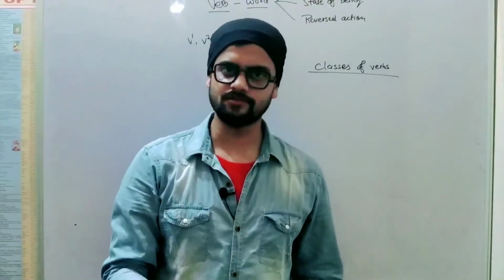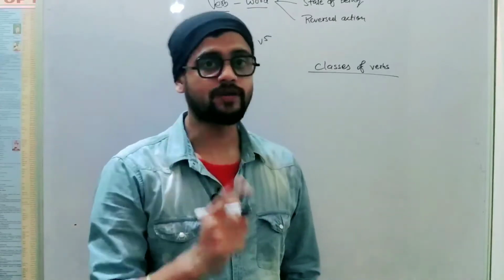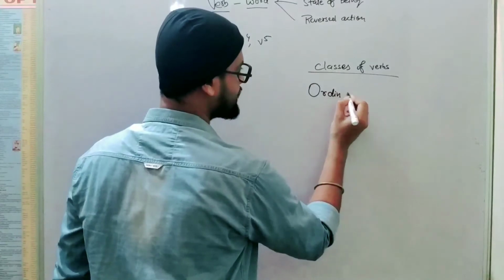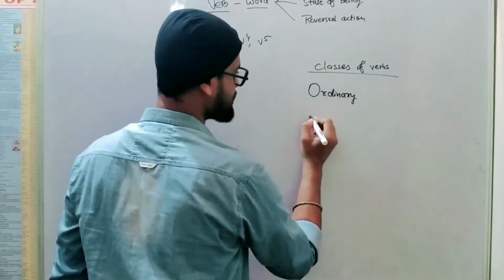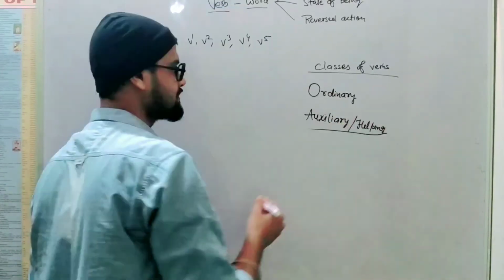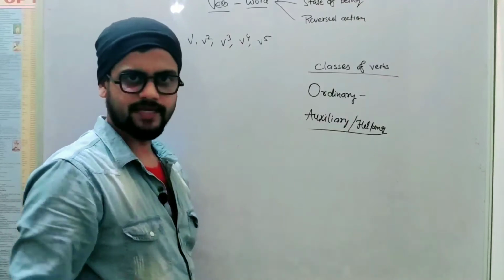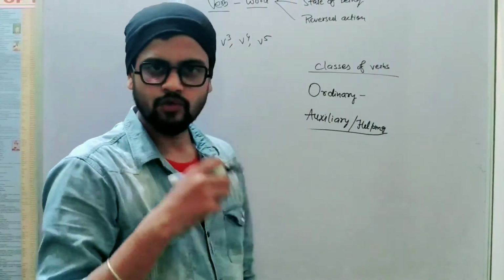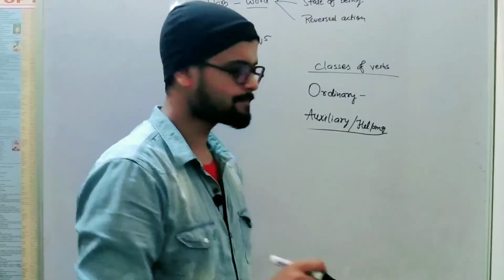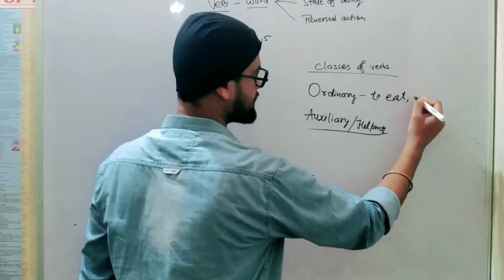Now there are two classes of verbs. Number one is your auxiliary verb and number two is your ordinary verbs. One is your ordinary and the second is your auxiliary. We also say this is your helping verb. In ordinary, we know we have n number of verbs such as to eat, to sleep, to go, to come, to laugh, etc. Correct? Ordinary, these are the words I mean.